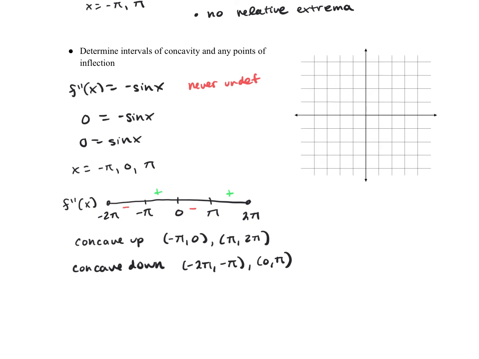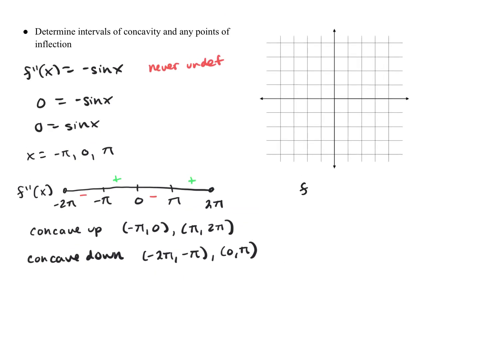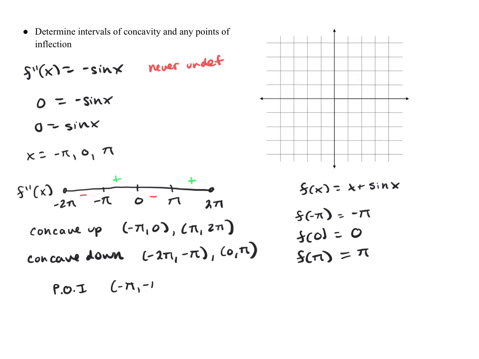Which remember was x plus sine of x. So here's our original function. Okay, so if you substitute, let's start with negative pi. The sine of negative pi is 0, so we're just left with negative pi. And if we do 0, sine of 0 is 0, so we're left with 0. And the sine of pi is 0, so we're just left with pi from the x. So our points of inflection would be negative pi, negative pi; 0, 0; and pi, pi.